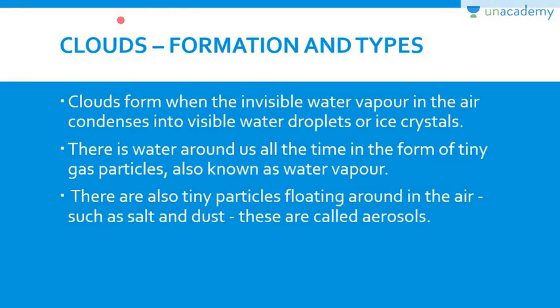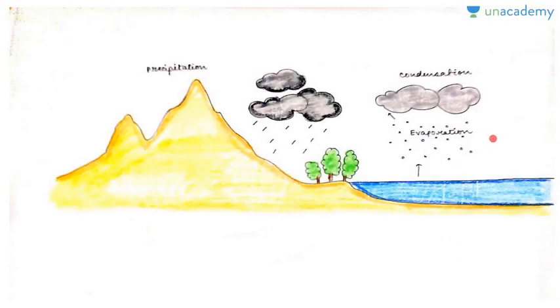So, what are clouds? Now, clouds are floating condensed water particles, and these are attached to tiny particles like dust and salt particles, right? But before understanding the concept of clouds, you need to understand three terms. One is evaporation, the second is condensation, and the third one is precipitation, right?